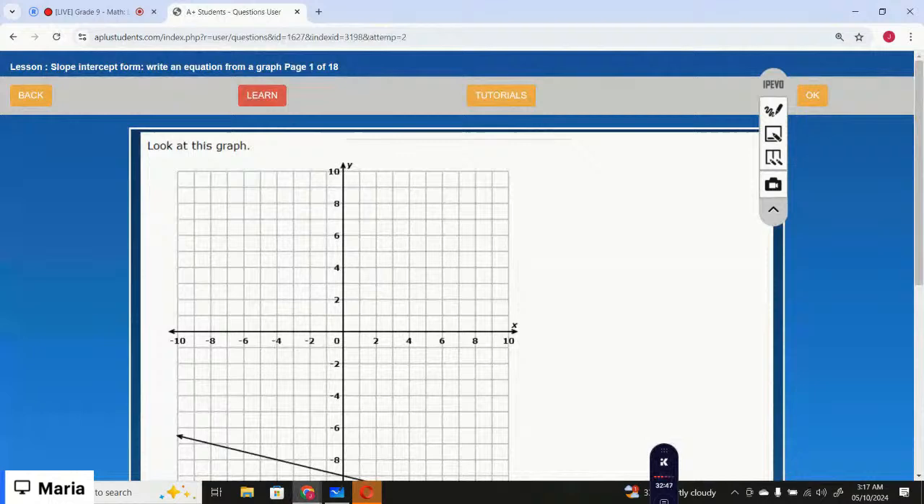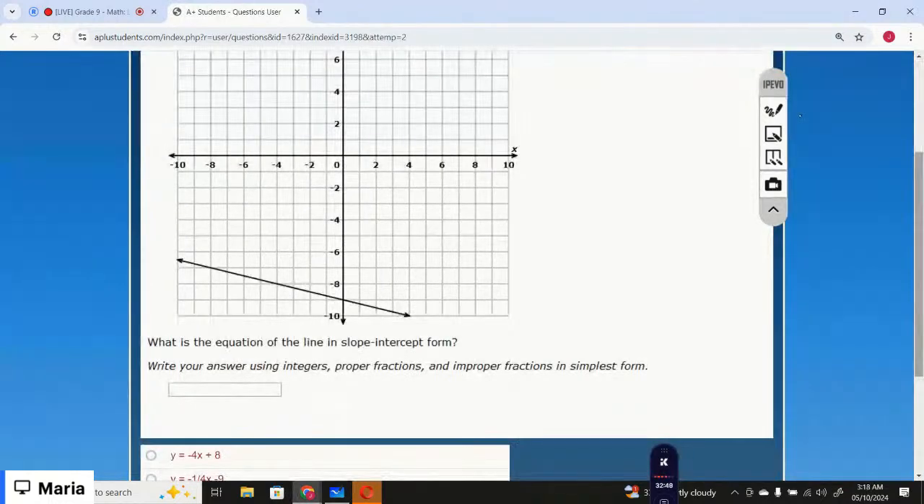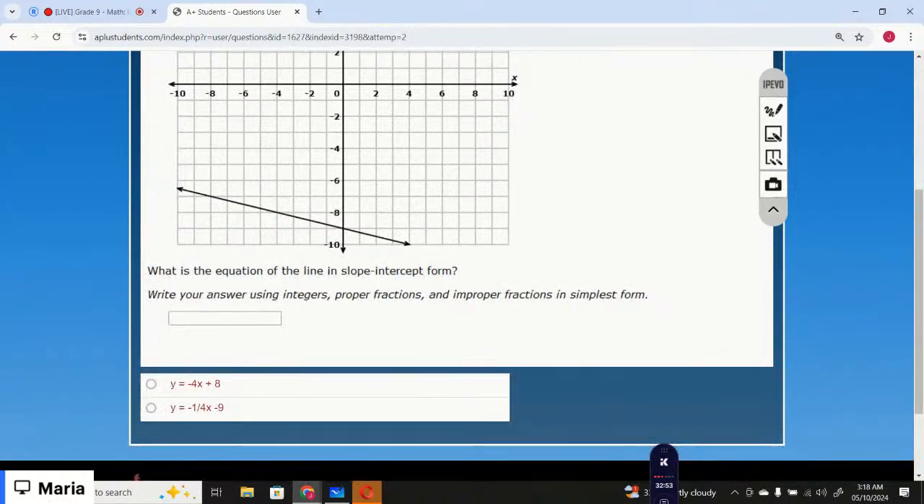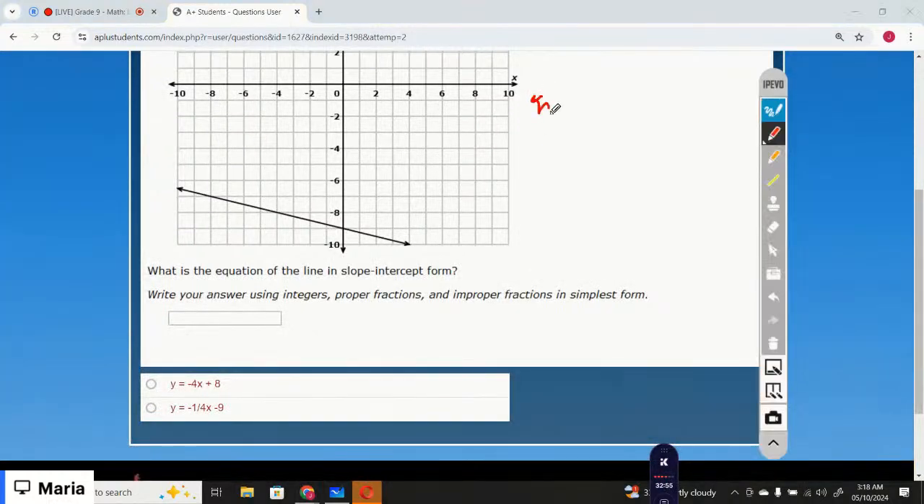Okay, look at this graph. Just look at the graph. You have to write down the equation for the graph. First thing you need to find here is slope. So the slope is -1 over 4, right?